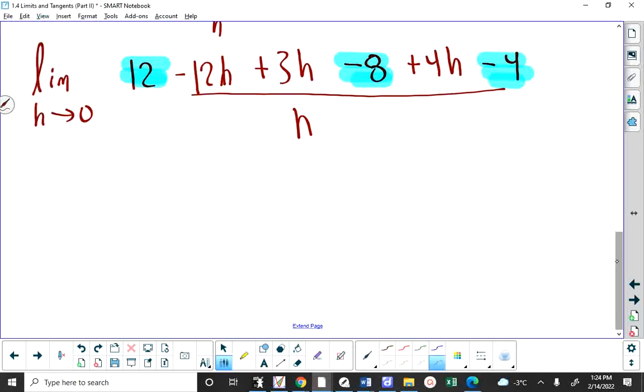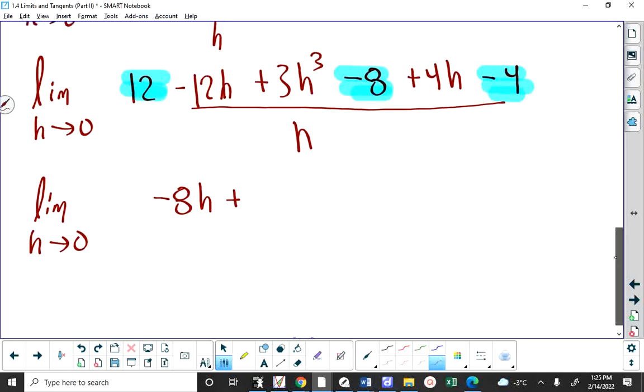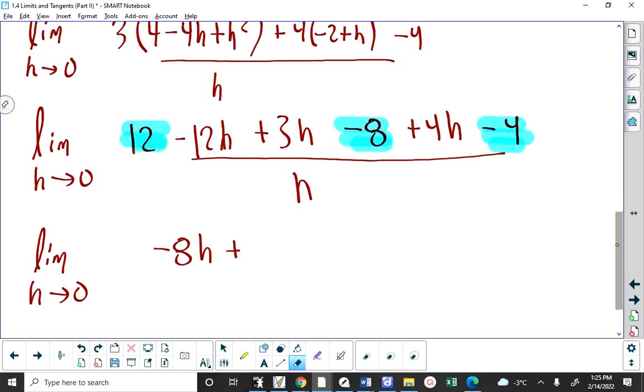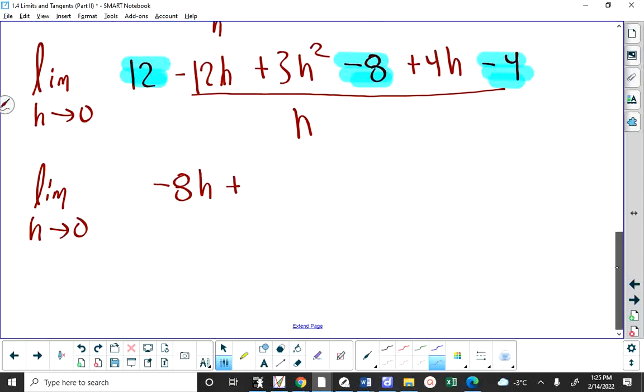Could we factor the h out right now? Sure. I'm going to follow the standard process of simplifying that argument completely. It's the limit as h approaches 0 of, what do we have? Negative 8h plus, I believe that should be 3h squared, shouldn't it? Yeah. Not cubed, squared. 3 times the h squared gives us 3h squared. So plus 3h squared over h.